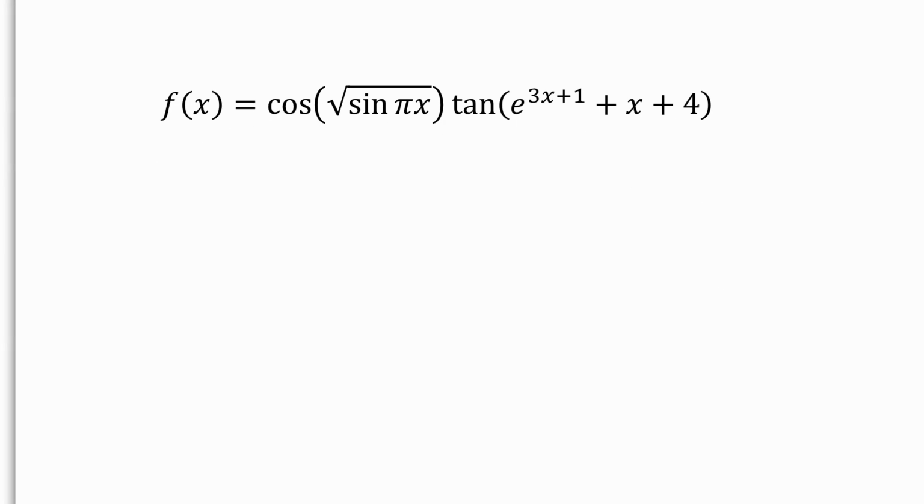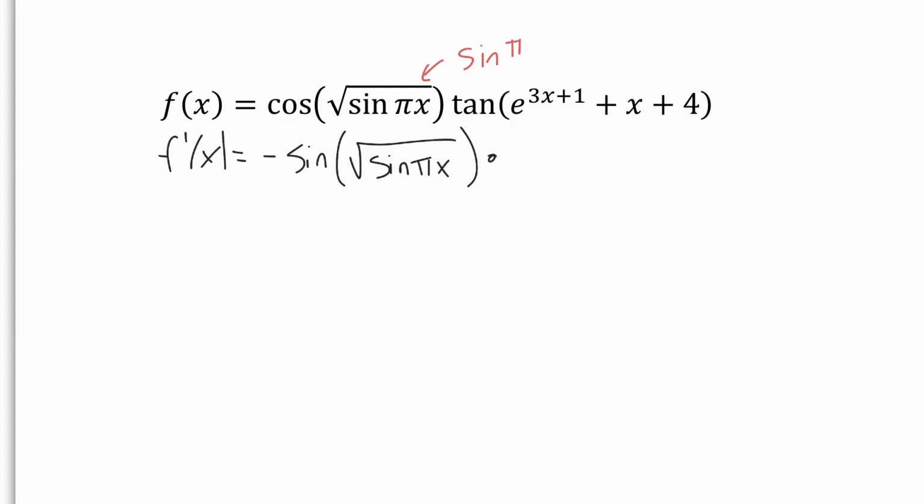So here we have what looks to be two functions being multiplied together. So we'll use our good friend the product rule. F prime x equals negative sine, bracket, root sine pi x times, well, this also requires a chain rule. We're trying to do the derivative of the first term, and my goodness, we have a lot to do here. If you notice, we have the root of sine pi x, which can be rewritten as sine pi x all to the power of 1/2.